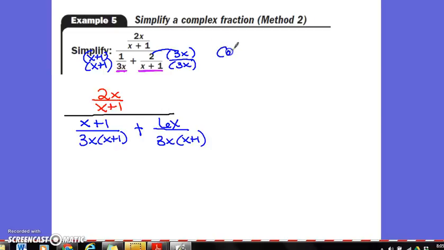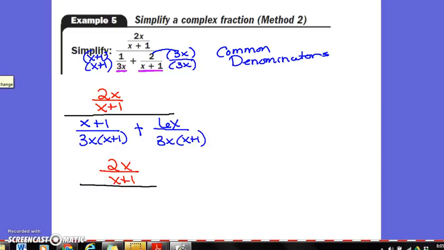Yep, not yet. Got common denominators. What do we do down here now? Combine them. Combine like terms. So again, I'm going to leave my red numerator alone for just a minute. And then the denominator, we'll combine 1x and 6x's to give me 7x. The 1 does not have a like term. And then we have 3x times x plus 1.